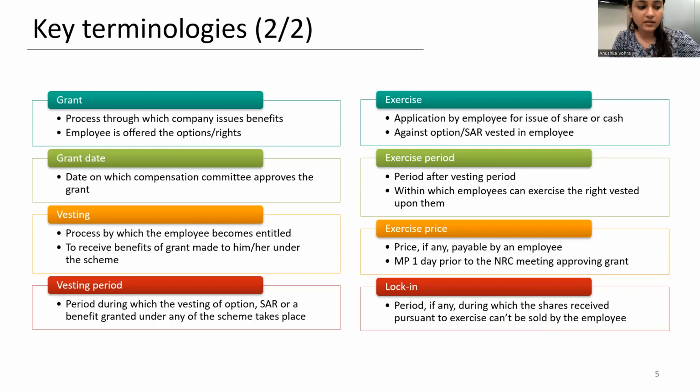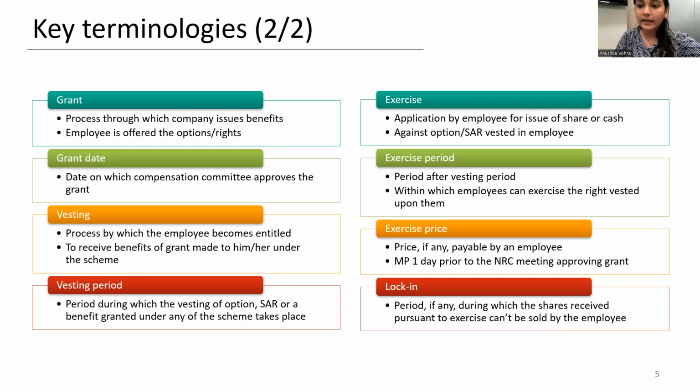Now, there are some key terminologies when we talk about ESOPs: grant, vest, vesting period, vesting schedule, exercise, exercise price, and exercise period. We'll talk about each of them one by one. So, grant is the giving of options. Grant is when options are given to the employees, which we studied just now, like who the employees are.